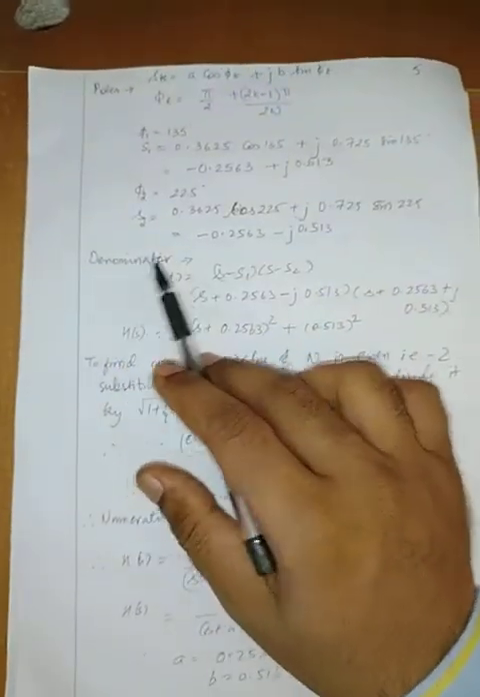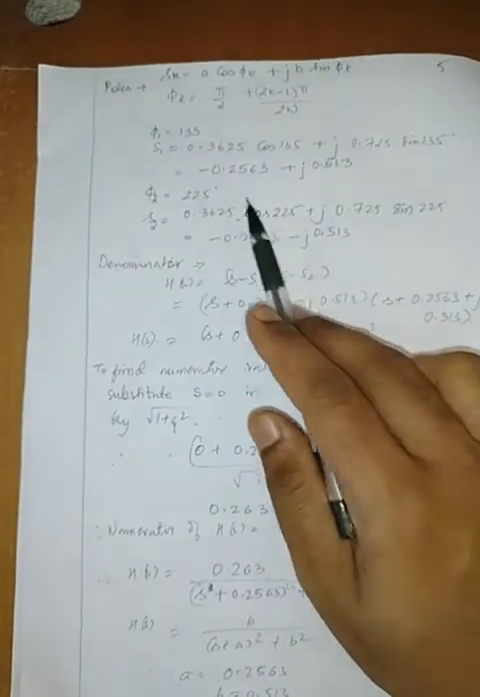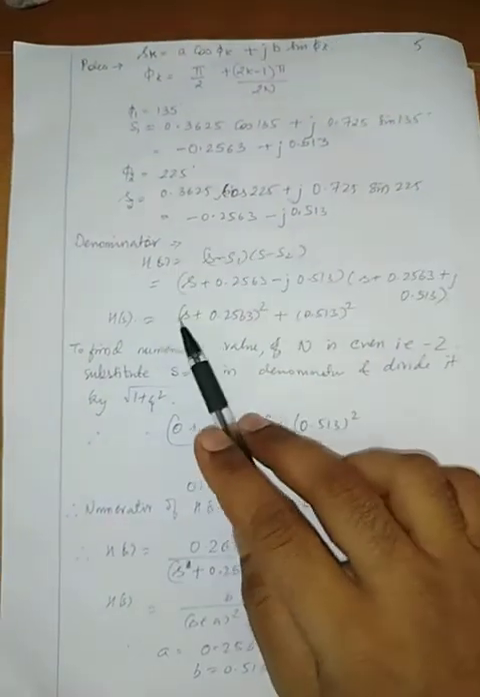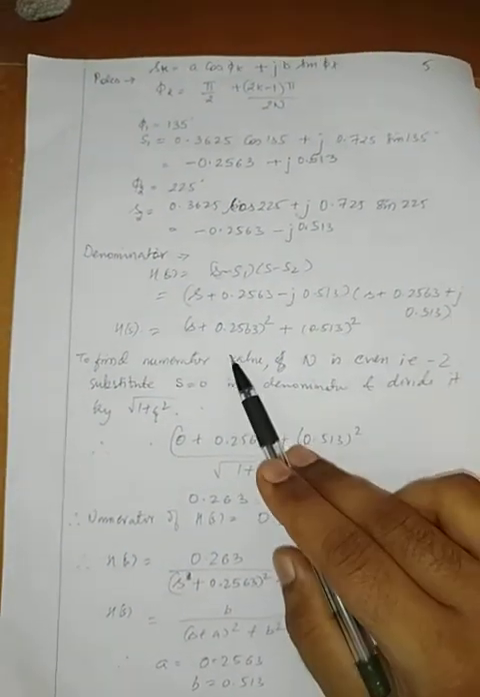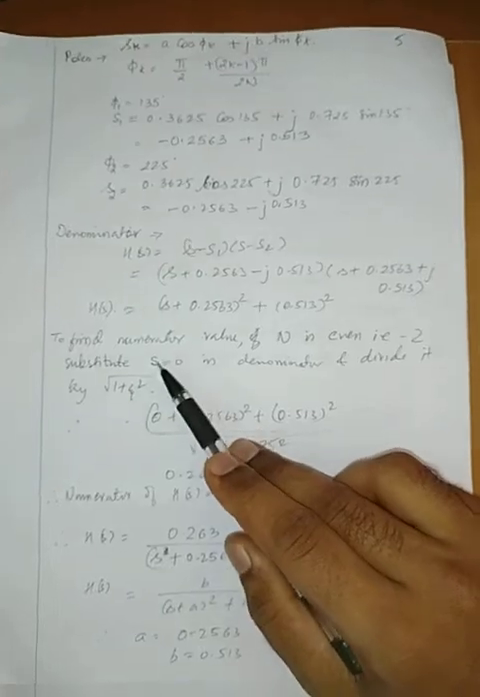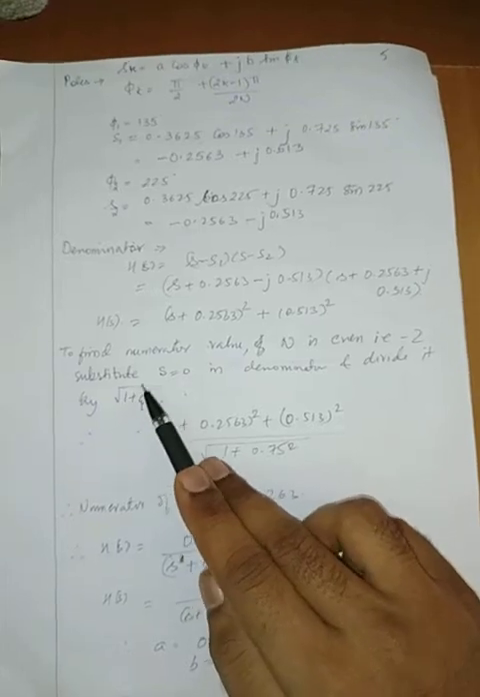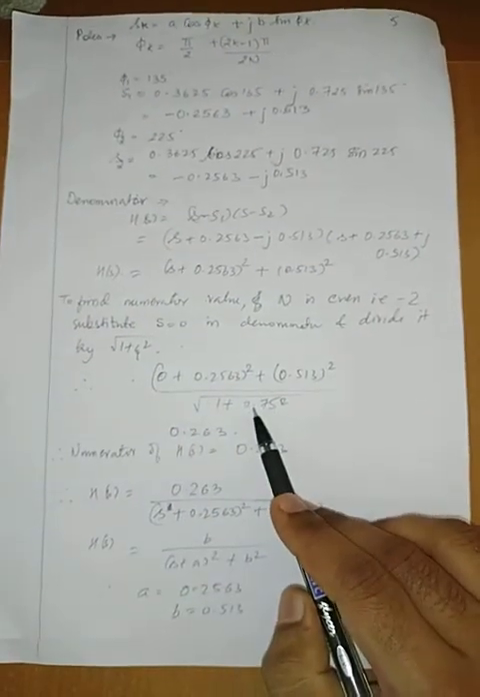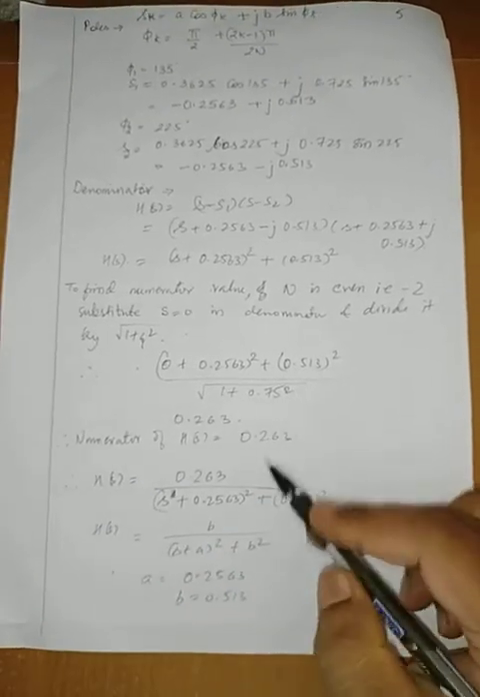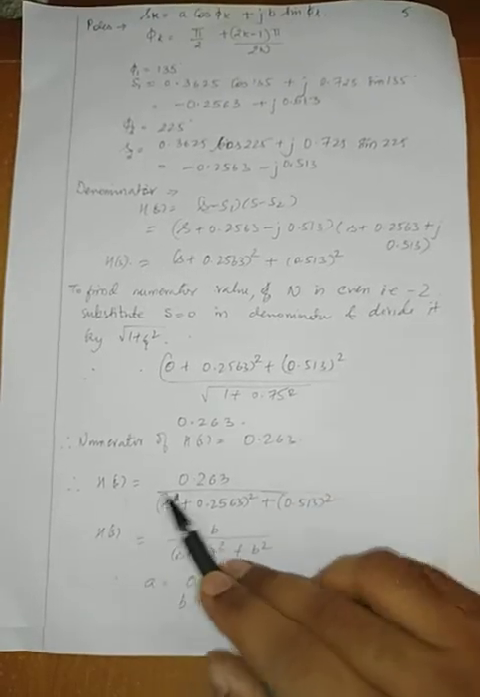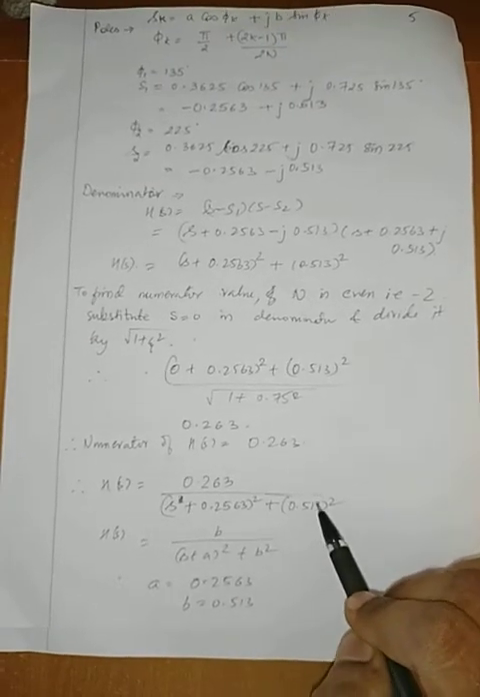Now again we need to calculate the denominator of the transfer function. Therefore it is s minus s1 into s minus s2. Substitute the values of s1 and s2, we get (s plus 0.2563) the whole square plus (0.513) the whole square. As the value of n is 2, we need to find the numerator. So substitute the value of s as 0 in this expression and divide by square root of 1 plus zeta square. Substitute the value of zeta as 0.75, and we get the value of the numerator as 0.263. Now the total transfer function is H of s equal to 0.263 divided by (s plus 0.2563) the whole square plus (0.513) the whole square.